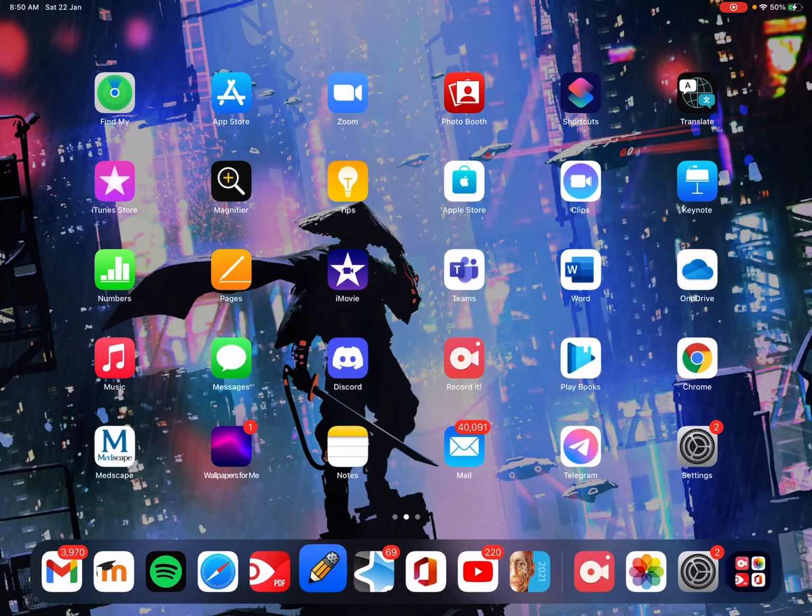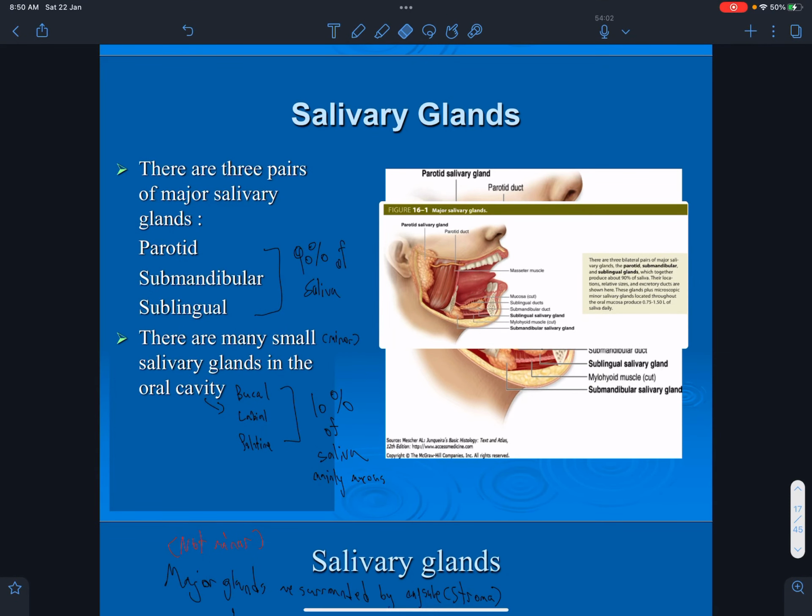All right. Now, when it comes to the salivary glands, up to this point in anatomy, we've only known the major salivary glands, right? The parotid, the submandibular, and the sublingual, which secrete not all saliva, 90% of saliva. The ones that we haven't taken much notice of, because they're not that important, are the minor salivary glands.